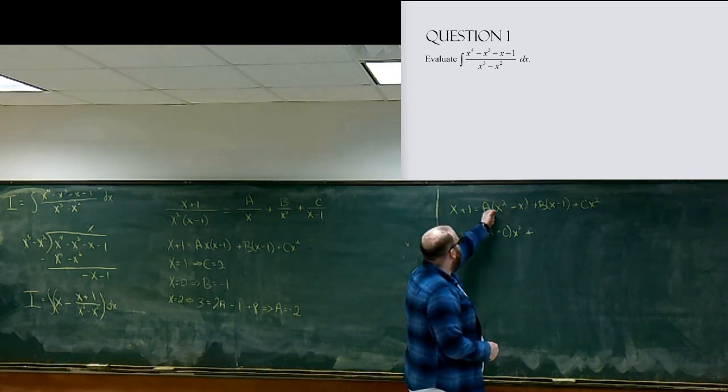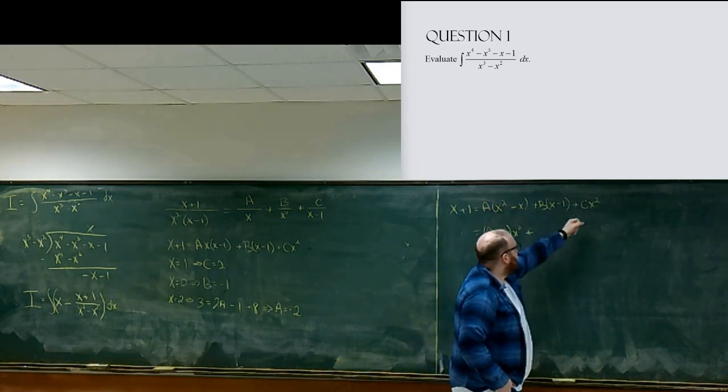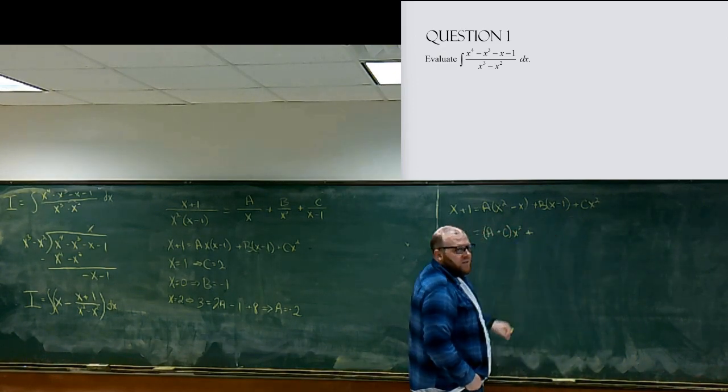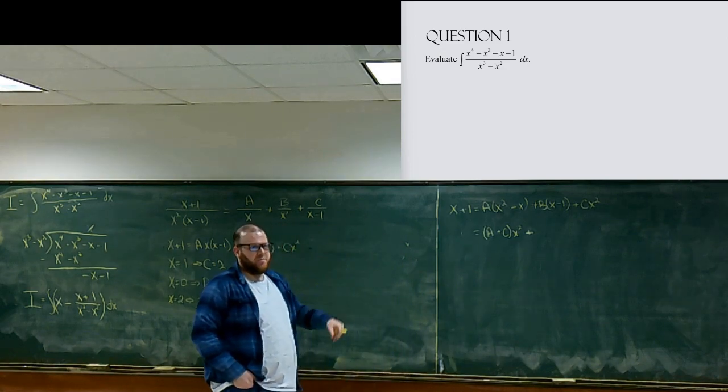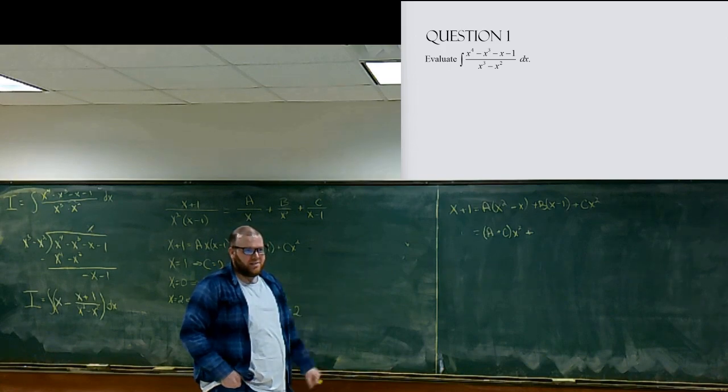How? Distribute the a through, you get ax squared, minus ax, and then cx squared here. X squared is common, so a plus c times x squared. Okay, but then you still have to. Right, so I'm going to do the x next.